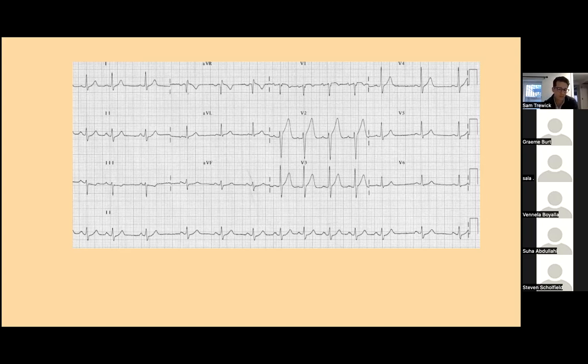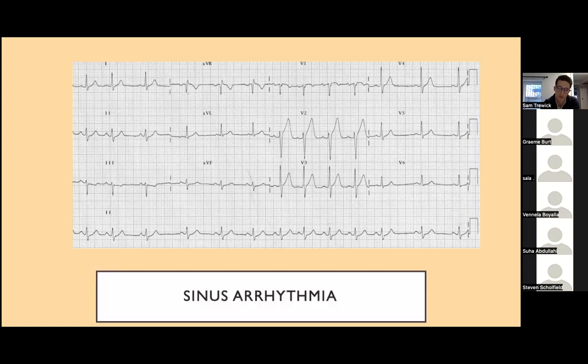So we don't have that. Mainly the P waves being present is what makes me think there's no AF. Yeah, you're right. So this is sinus arrhythmia.